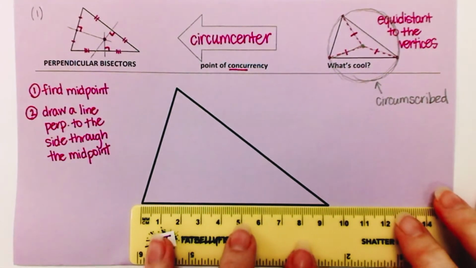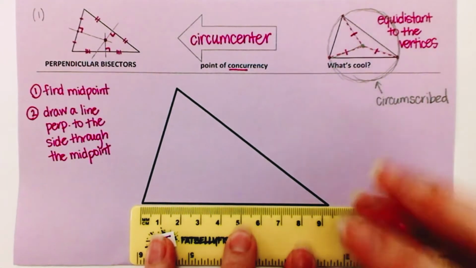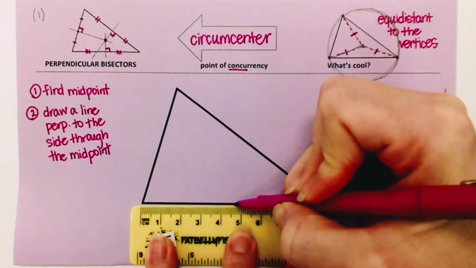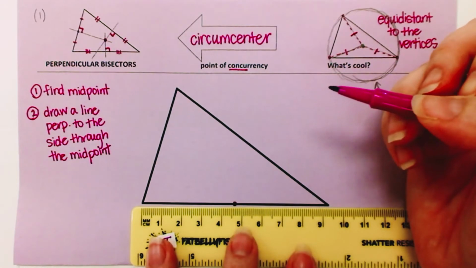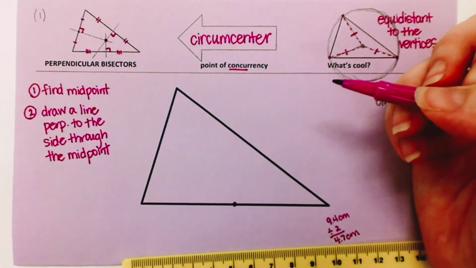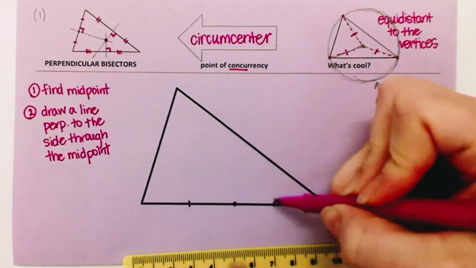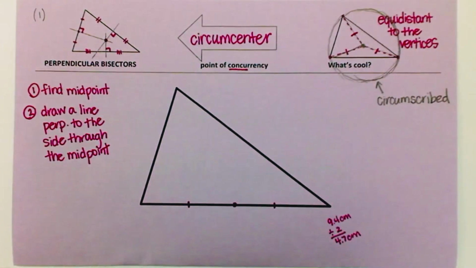That tells me that I will put my midpoint at the 4.7 mark. So here's 4, 4.5, 4.7. You're using a pencil because if you make any mistakes, you'll want to fix those. So we've got our midpoint right there. If you'd like to mark a tick, tick, you sure could. So that's step one, finding the midpoint.